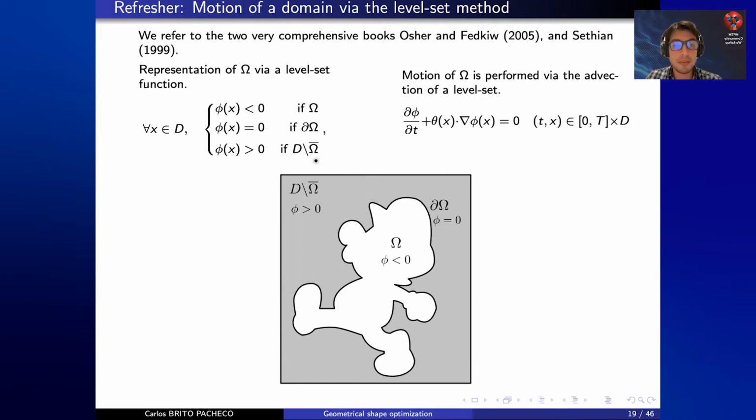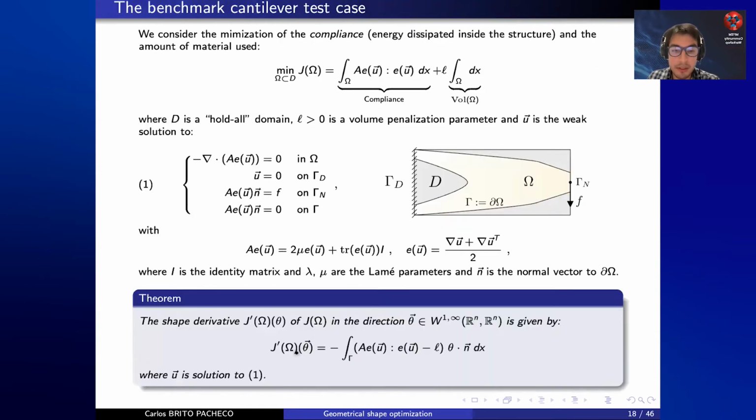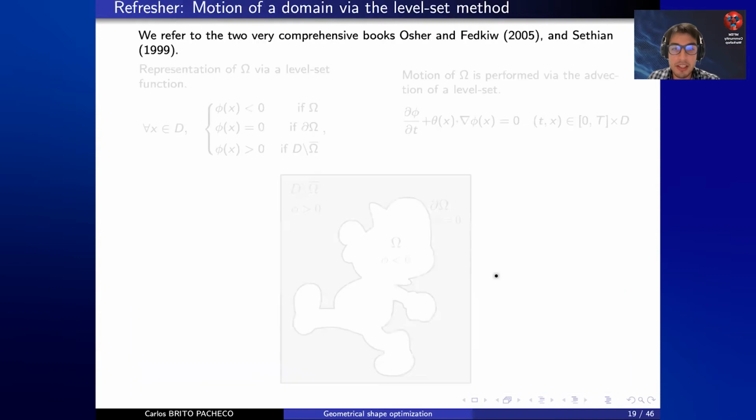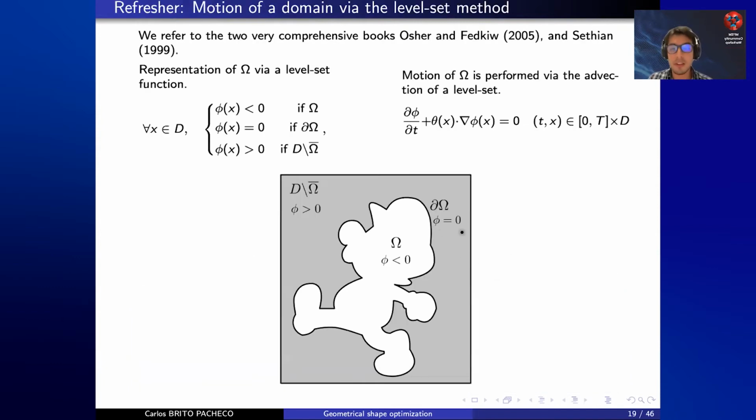And the positive subdomain is the complement of omega. So this is against D. Again, D is the whole domain, which contains our shape. And motion of omega is performed by the advection, by just the resolution of the advection-like equation. So you advect this level set function, your inferred gradient, or the previous vector field that you have computed or somehow extracted from this expression. And this is how you usually stretch or compress a domain numerically.